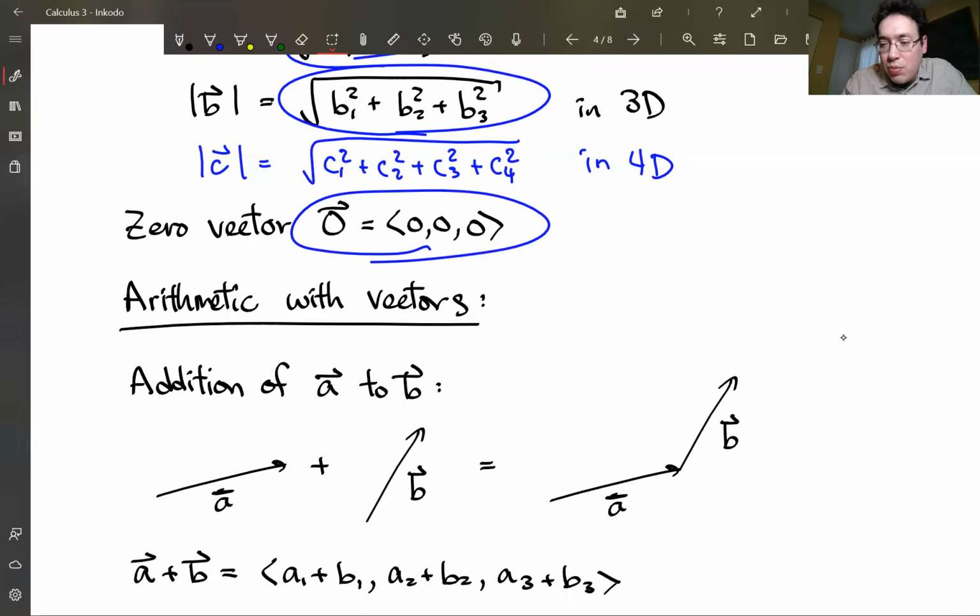and what we're going to do is we're going to kind of daisy chain them. So we're going to take one of the vectors and put the tail on the head of another vector, and then connect from the tail of the first vector to the head of the second vector. And we're going to call that thing A plus B. Okay. And you actually get the same vector if you do it the other way around as well.